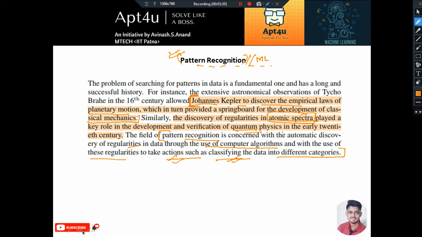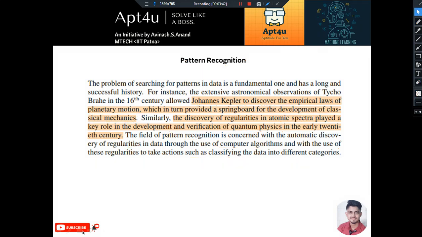So this was a brief introduction to what pattern recognition is and how machine learning is very closely related to it, because when a machine tries to learn, first of all what it has is data. Using the data, it comes up with certain patterns, and those patterns then help it to perform tasks like classification.